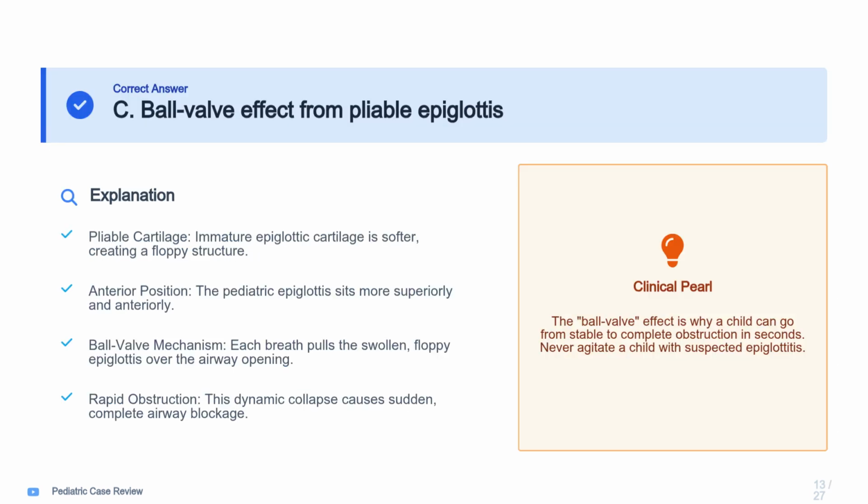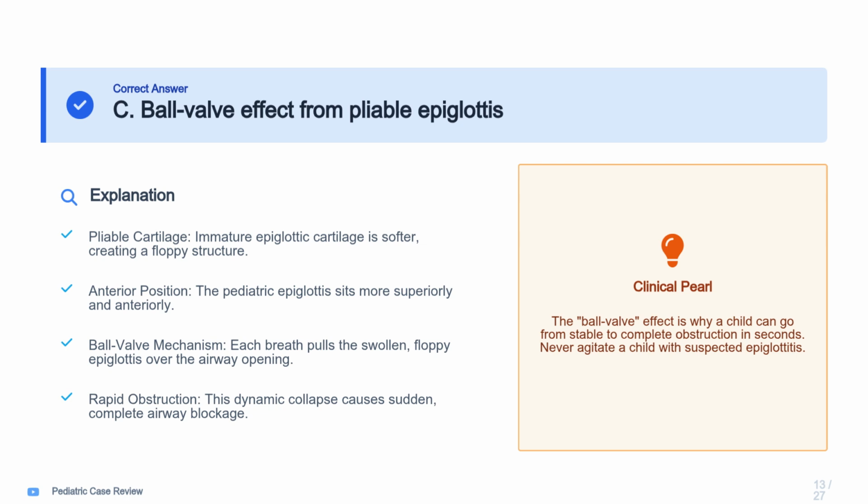The correct answer is C, ball valve effect from pliable epiglottis. In children, the epiglottic cartilage is more pliable and immature compared to adults. Combined with smaller overall airway caliber, this creates a dangerous ball valve mechanism. With each inspiratory effort, the swollen, floppy epiglottis is pulled down over the airway opening, progressively worsening obstruction.